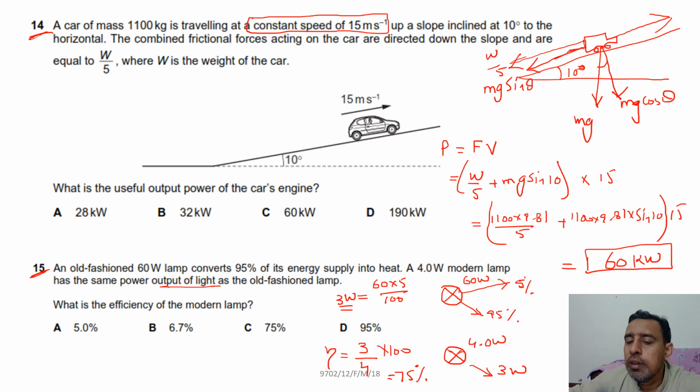In this question, the old lamp is 5% efficient, so out of 60, only 3 watt is coming as light. And this modern lamp has the same power output as light, so it is 3 watt, and its total input is in fact the 4 watt, so the efficiency is 75%.